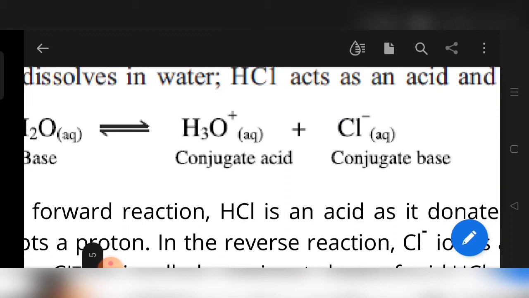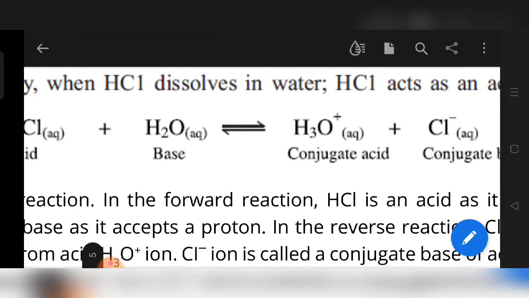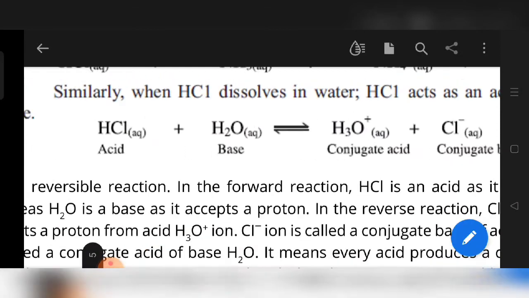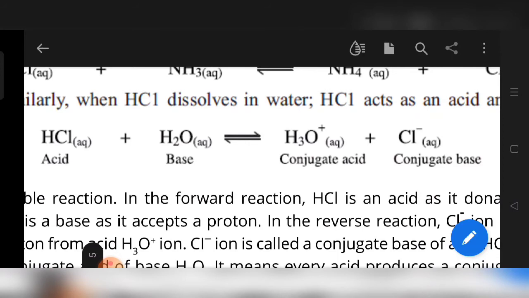So it is clear what the conjugate acid and conjugate base are. Actually, when acid and base react with each other, after conjugation, the hydronium ion will act as an acid and the chloride ion will act as a base, and their properties will change. You can say that there will be a reversal in properties.